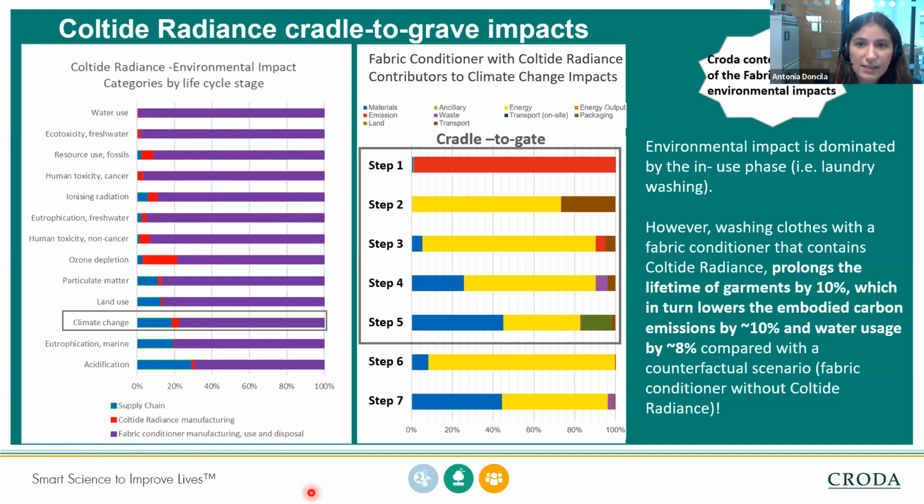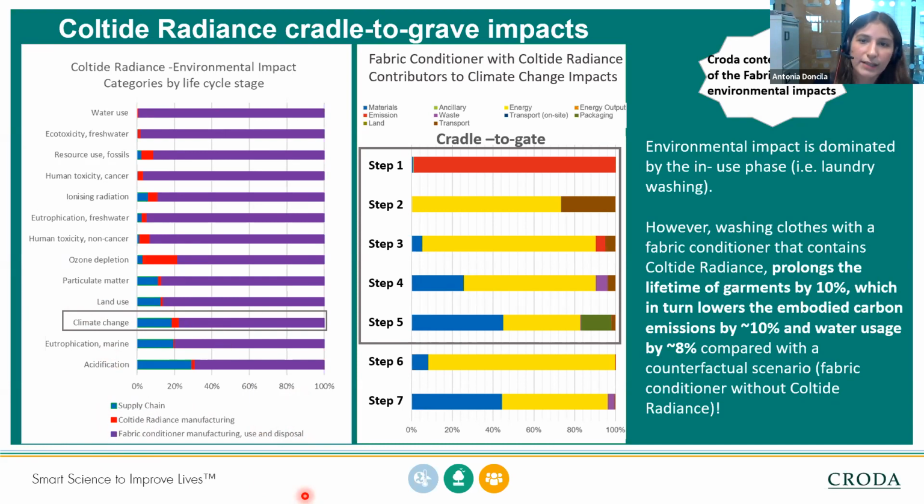So if we take any environmental impact category like climate change, highlighted here, you can see that the downstream part, so the manufacturing of the parent product, the fabric conditioner, and its use in laundry washing, makes the biggest contribution to climate change. You can see the purple here. And this is true for most of the environmental impact categories.